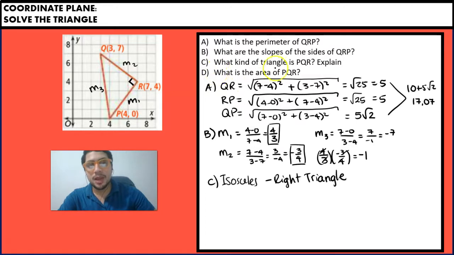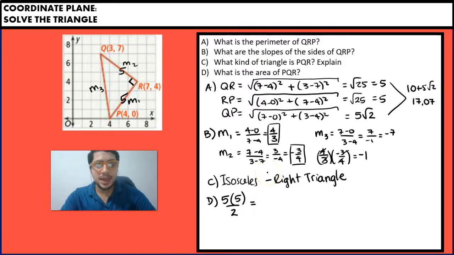Now, do you guys remember how to find the area of a triangle? The area of the triangle is going to be the base times its height, and then we're going to divide that by 2. So the base is going to be 5, which is this length. The height is also 5, and then we're going to divide that by 2. So 5 times 5 is 25 divided by 2. That is going to give us 12.5 units squared.